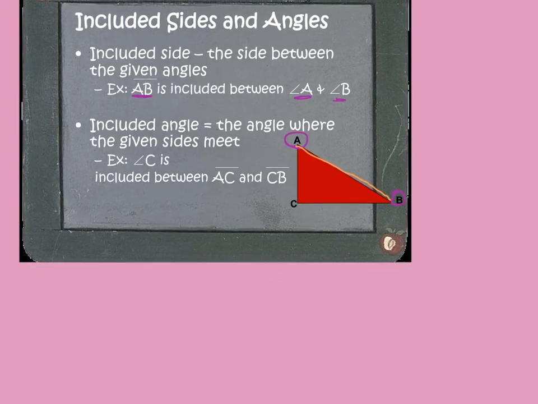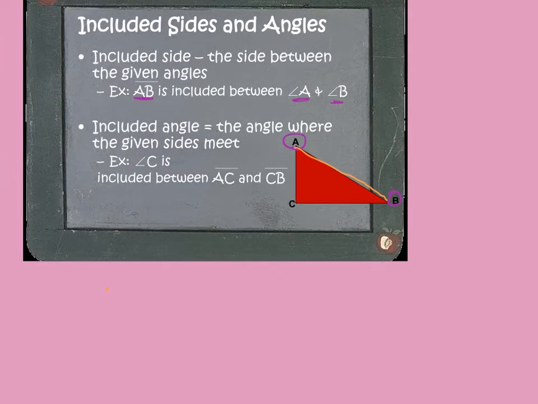So if I had asked you for the included side between angle A and angle C, you would tell me it's what? The included side between angle A and angle C would be? AC. If I said between C and B, it's CB. Okay? It's literally made up of the letters that connect it.